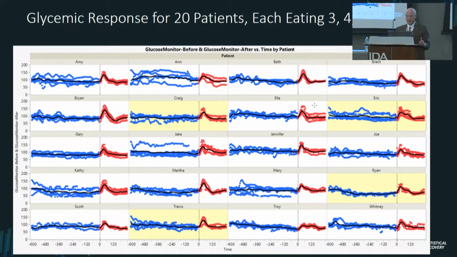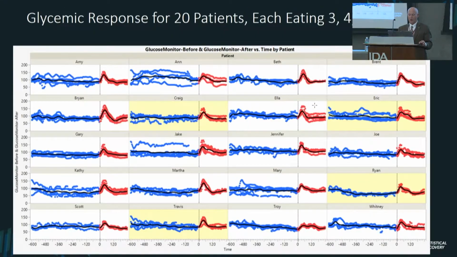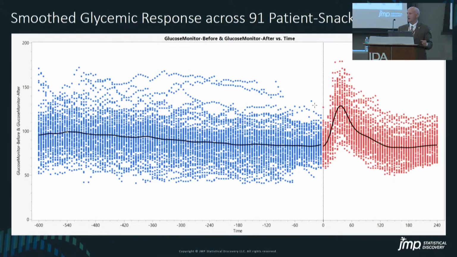Some have a single peak, so maybe this explains that a little better. Some people have moderate variation, some have very little, some have quite a bit, some have 1 bump, some have 2 bumps in their analysis. So the curves are not all the same, even though on average it looks pretty tame.